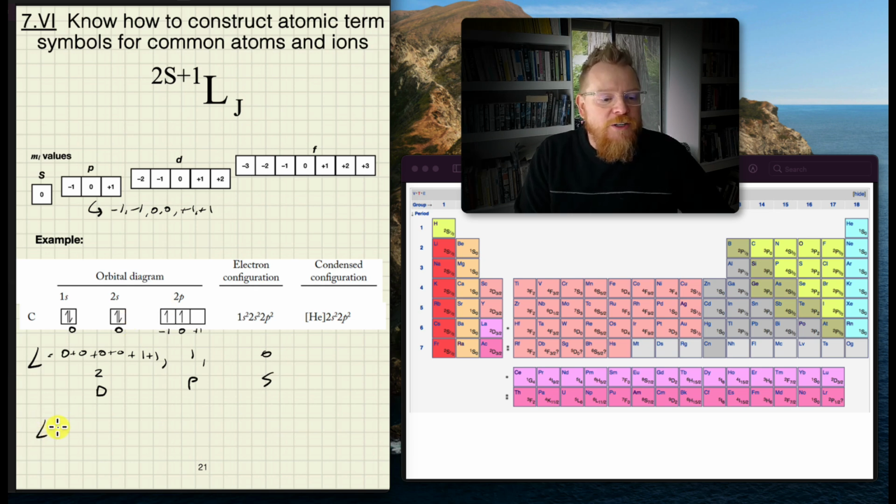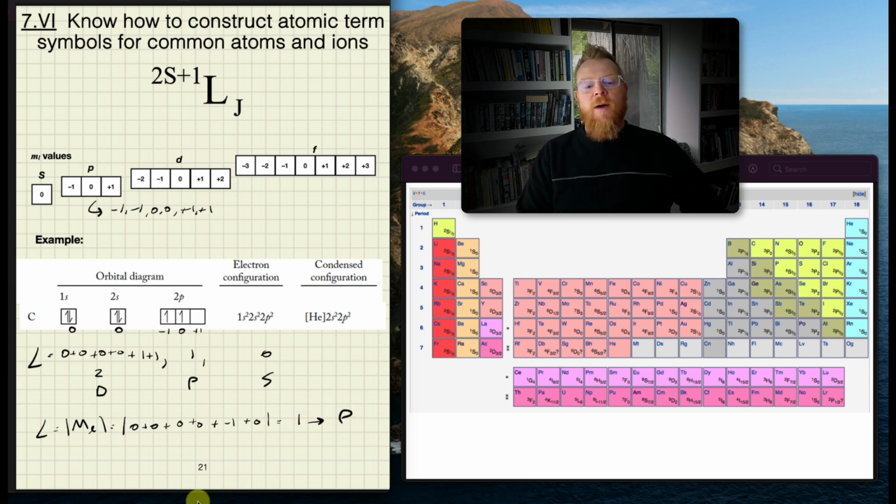Now when I do this alternative approach, which is to sum up the MLs, I'm going to get the following. It's the absolute value of those sums, right? So it's going to be 0 plus 0, right? I'm doing it for each electron. Plus 0 plus 0. And then now I have to say plus -1 for that electron and plus 0 for that electron. And the absolute value of all of this, I just get 1, corresponding to a main term of P. So now what about this D and S term?